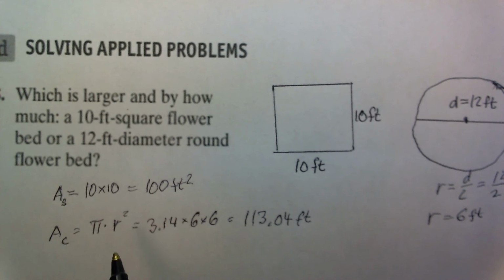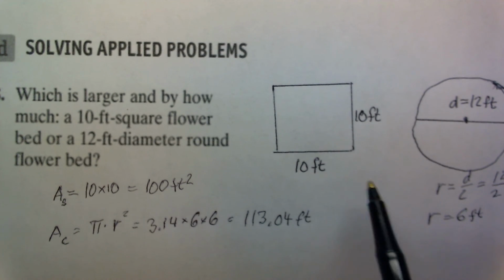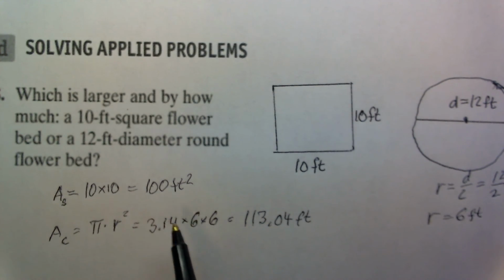so when we look at the two areas, for the square one and the round one, 100 square feet, of course, is less than 113.04, so the round flower bed is larger.